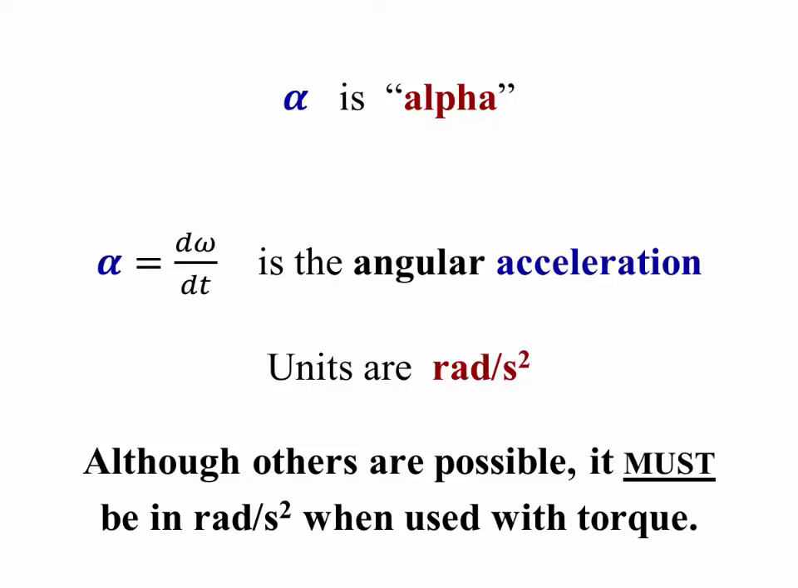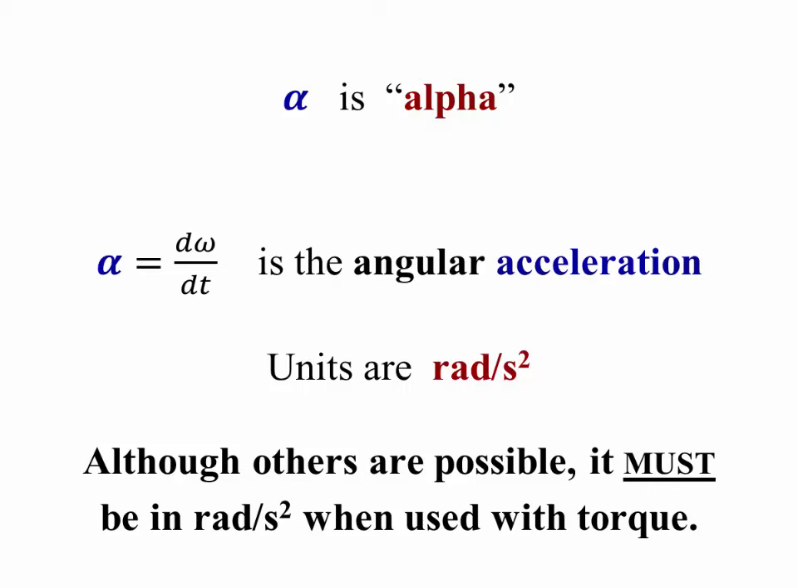Alpha is probably familiar to you. It's the first letter in the Greek alphabet, and as such it's the same as A, and that's why alpha is used for the angular acceleration. We just replace A with alpha. That's a pretty easy thing to recognize and learn, and of course it's the derivative of the angular velocity and therefore the second derivative of the position. Its units are radians per second squared.